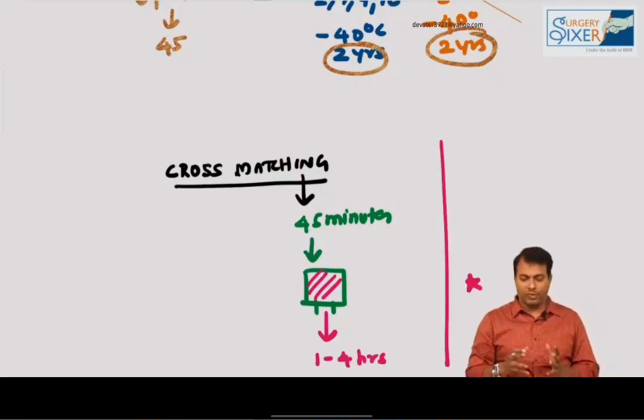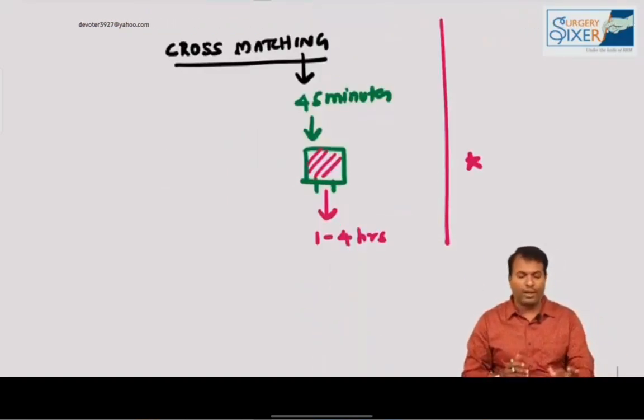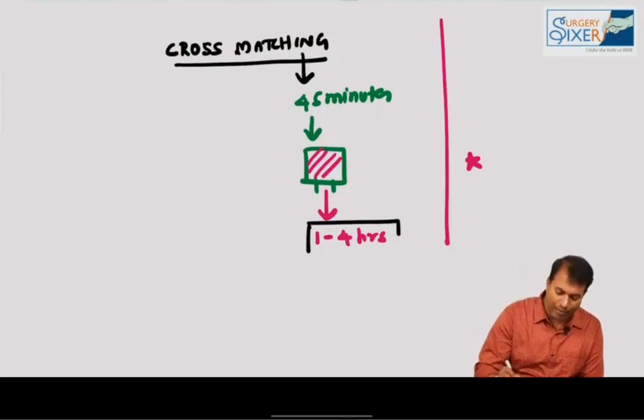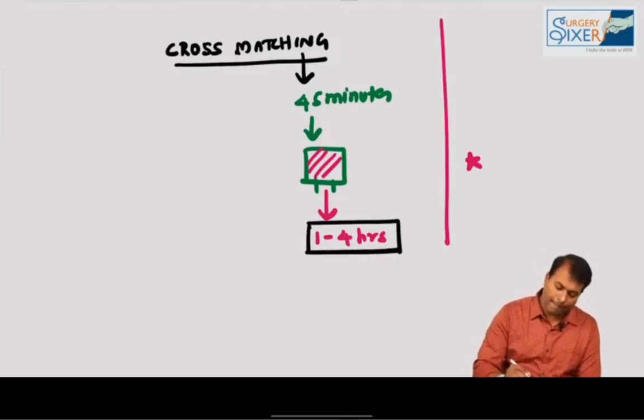So within 4 hours, you have to transfuse the blood taken out of the fridge, to be completed in 1 to 4 hours. Please don't forget this point. 1 to 4 hours, you have to complete the blood transfusion. And if you want to do uncross match in an emergency, I want to do blood transfusion.